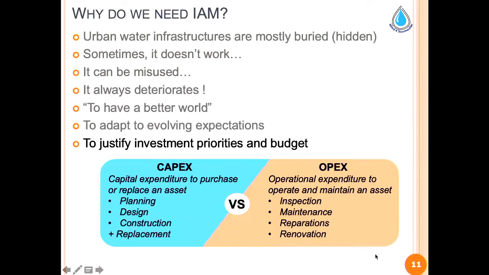So any utility will have a separate budget for CapEx, what should be constructed or rehabilitated, and for OpEx, what should be inspected, what should be maintained, and so on. So you have to justify the money, but you have to justify it also for each separate budget, which is sometimes very complicated to deal with.